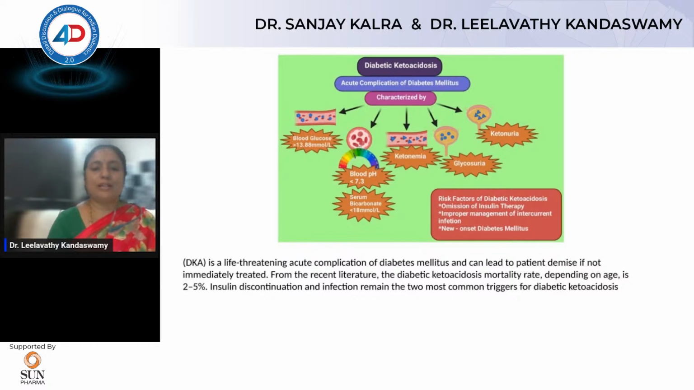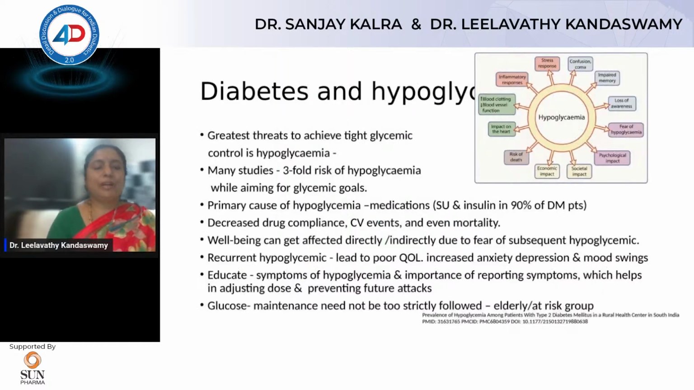There is a 2 to 5% mortality rate for diabetic ketoacidosis among diabetes. And another acute complication that can happen is hypoglycemia. So this is the greatest threat to achieving tight glycemic control. And there are many studies which have shown a threefold increased risk of hypoglycemia while aiming for glycemic control. And the main cause is drugs like sulfonylureas and insulin.